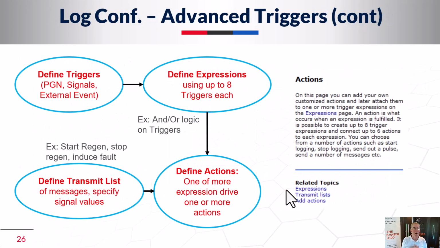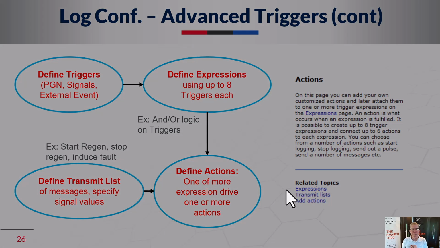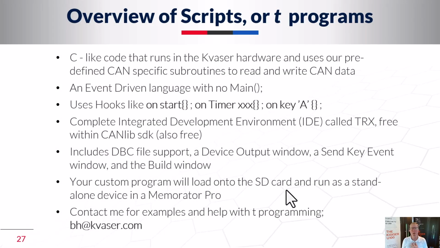So you define your triggers, you define your expressions, up to 8 triggers each per expression, and then you define the actions that are taken with those expressions, and you define a transmit list of messages, and you specify the signal values in that transmit list, and that feeds into your defined actions there. So I find this very flexible, and when I was working on trucks, I really wish I had this at my fingertips. It would have been a lot easier.